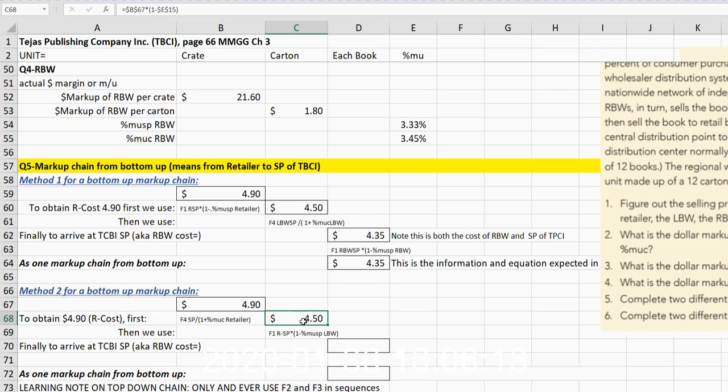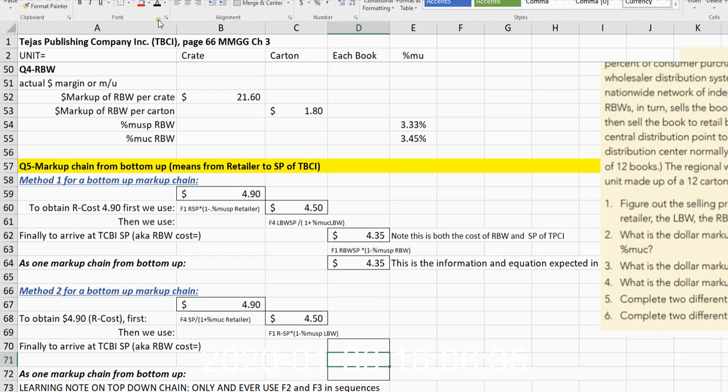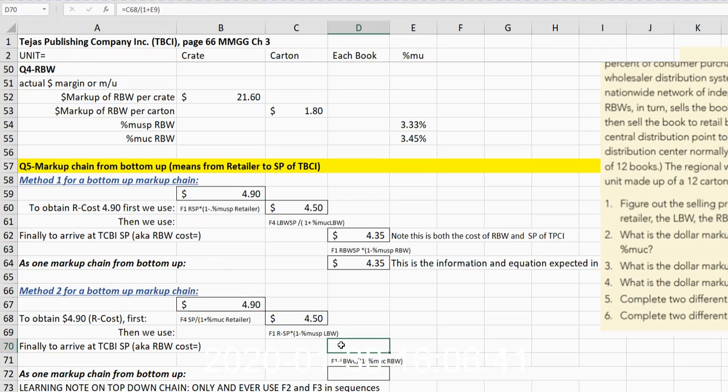When we have this information, we now have what? The cost for the local wholesaler, but we also have the selling price of the regional. So now all we need to do is calculate the cost for the regional, and we will have the selling price for the manufacturer. So let's take a look at what we're doing here.